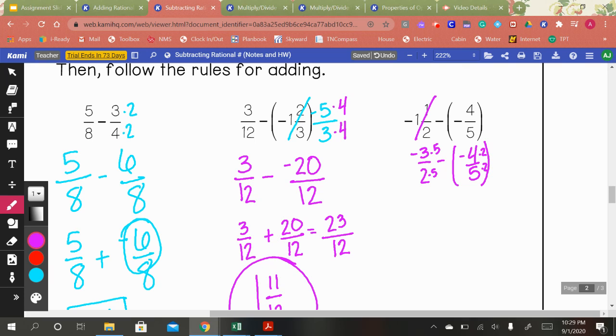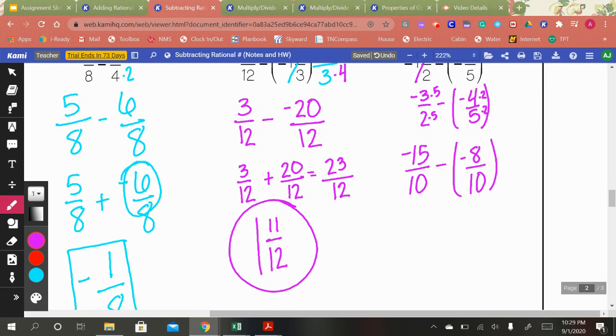I'm going to go ahead and multiply. So this becomes -15 minus -8. And then I'm going to do keep, change, change. I keep the first fraction the same, change it from subtraction to addition, change the second negative fraction to a positive fraction.